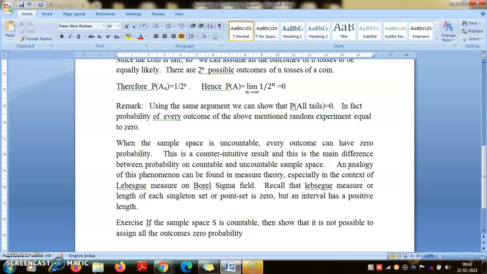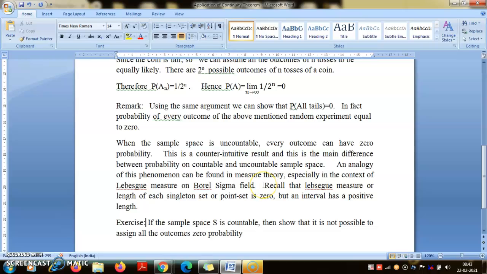And of course, in measure theory, we will not say 0 probability, we say 0 measure. Now I leave it as an exercise for you to verify that if the sample space is countable, then this is not possible. That means if the sample space is countable, then it is not possible to assign probability 0 to each and every outcome. One hint is that in that case, see what happens to axiom 2.